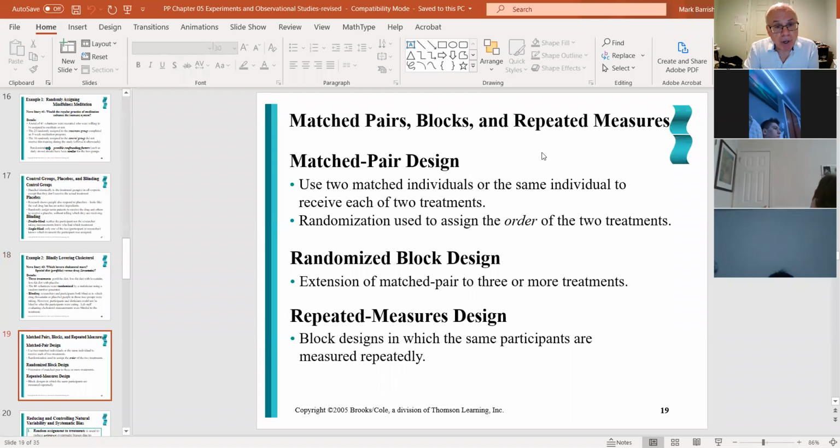There are other types of experimental designs that I will just mention briefly. You just have to sort of know what they mean in a very, very general way. You don't have to know how it actually works.